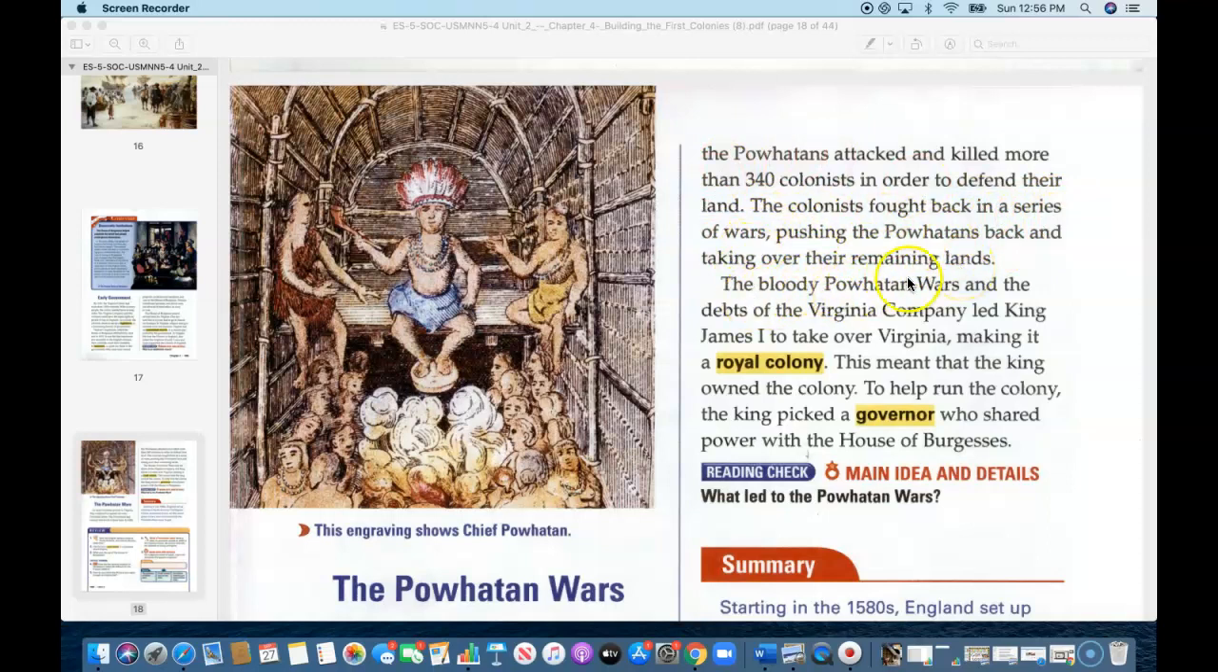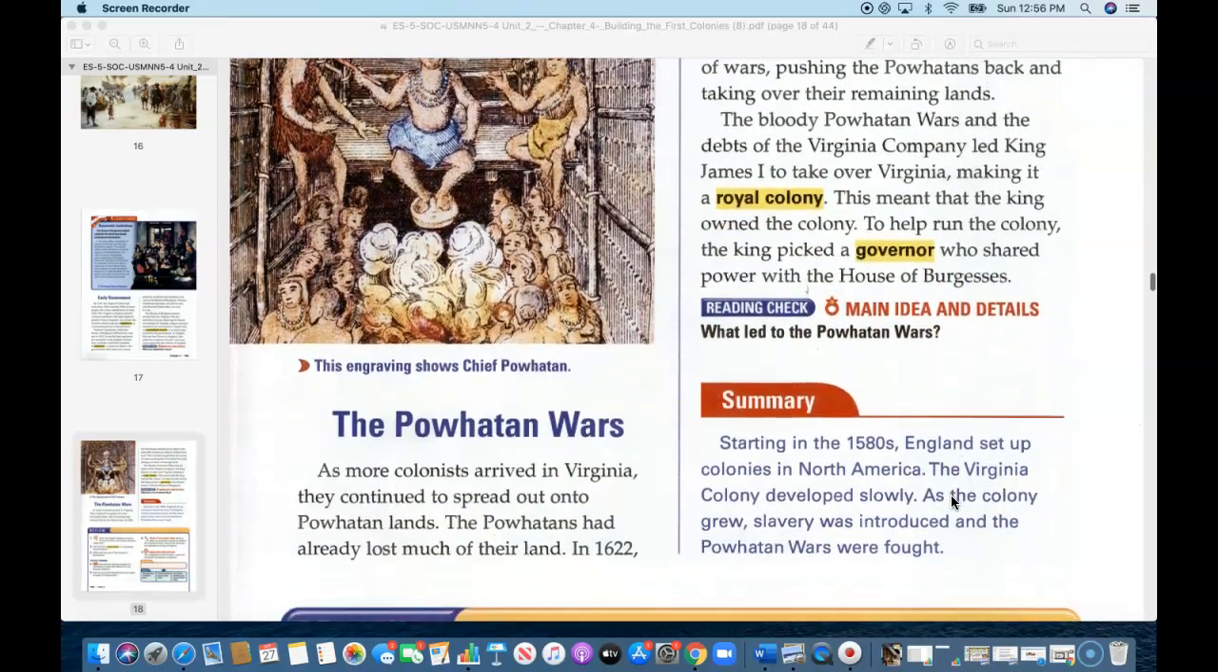The bloody Powhatan Wars and the death of the Virginia Company led King James I to take over Virginia, making it a royal colony. This meant that the king owned the colony. To help run the colony, the king picked a governor who shared power with the House of Burgesses. So what led to the Powhatan Wars?